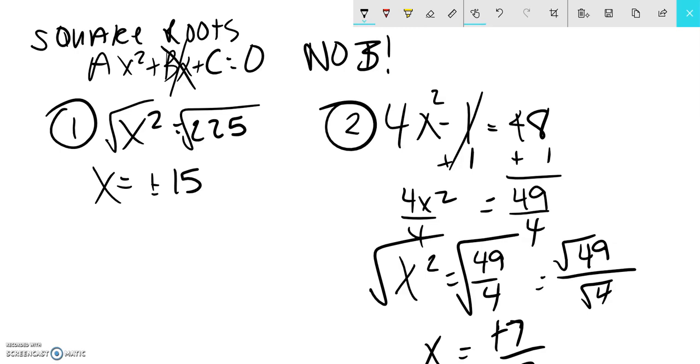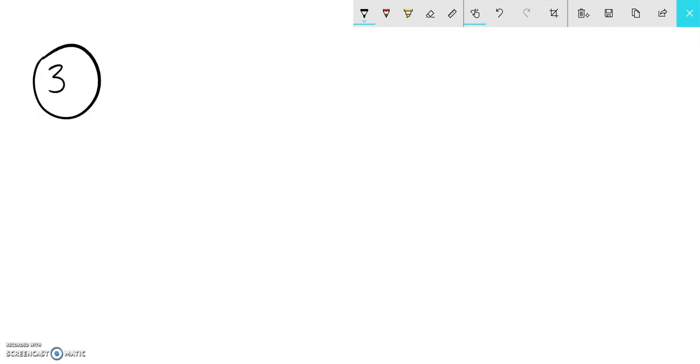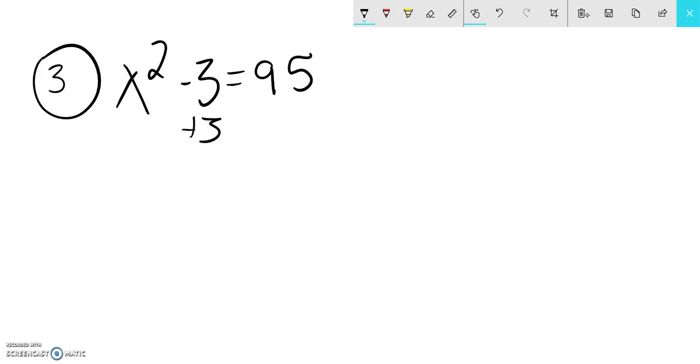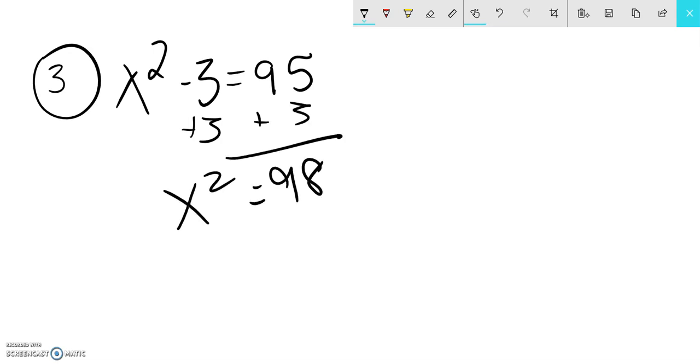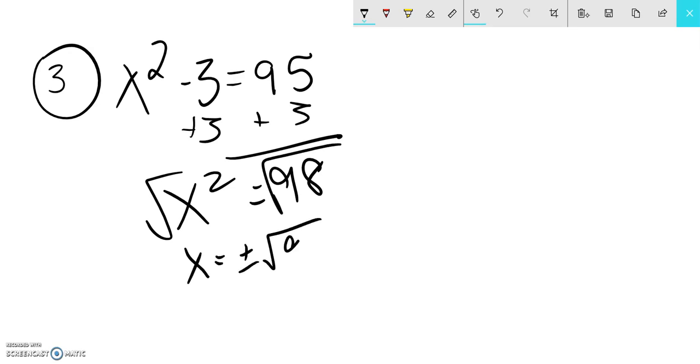Let's try one more. Try this one on your own before we move on. Number 3. x squared minus 3 is equal to 95. Go and pause it. Try it on your own. You're going to add 3 to both sides. We get 98 for x squared. Take that square root to get x equals plus or minus the square root of 98. We want to simplify that. Okay, so in my head, I'm saying, all right, what two numbers will multiply together to give me 98?